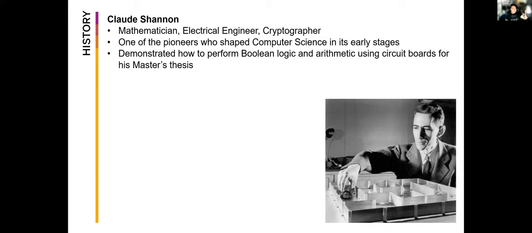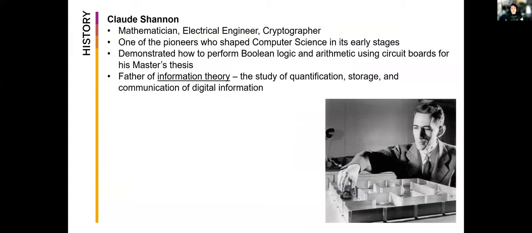And also, because of that, he established the theory of information. So he's called the father of information theory. At least for MIS, since they're dealing with information, you should know that Claude Shannon is the father of information theory, which is the study of quantification, storage, and communication of digital information. So he's the one in the picture that you see now. Just a bit of history or background on who is behind what we are doing now.